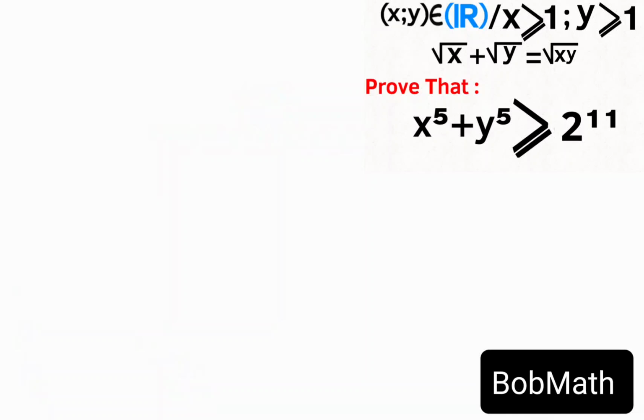Well, our exercise is as follows. We have x, y as definitely positive real numbers, and we have square root of x plus square root of y equals square root of xy, and we have x greater than or equal to 1 and y greater than or equal to 1. Show that x power 5 plus y power 5 is greater than or equal to 2 power 11.